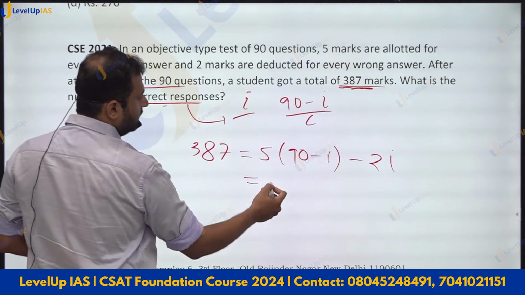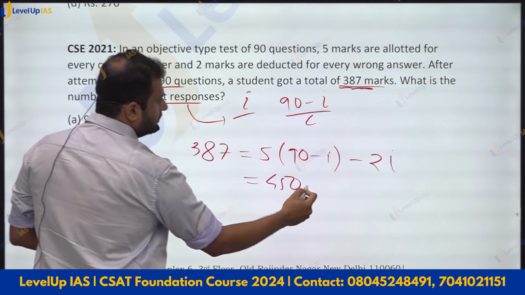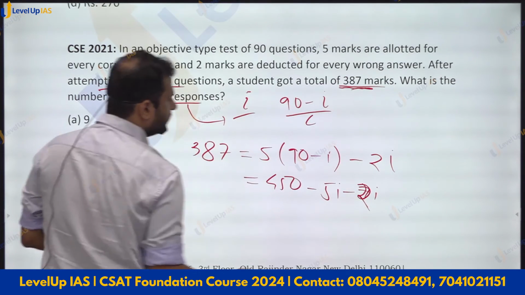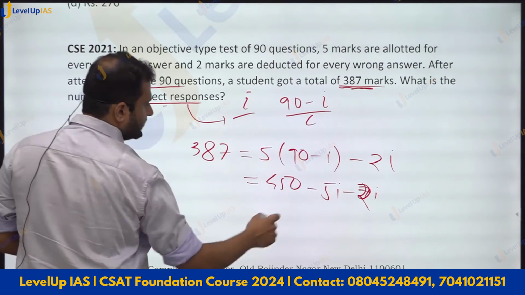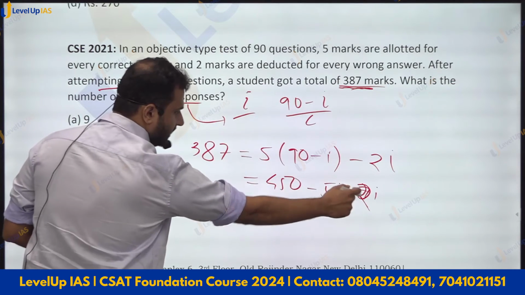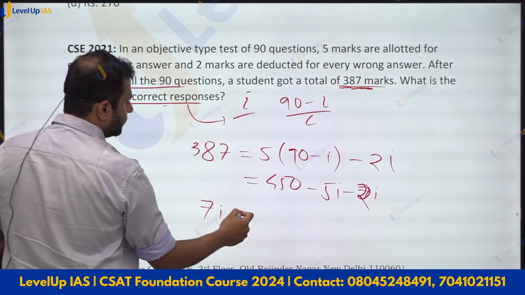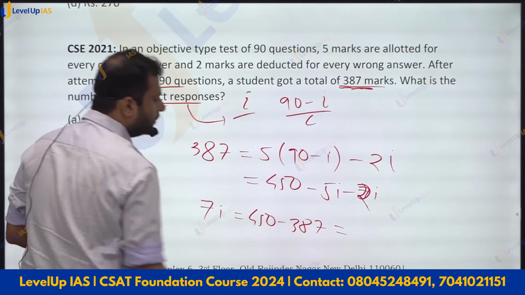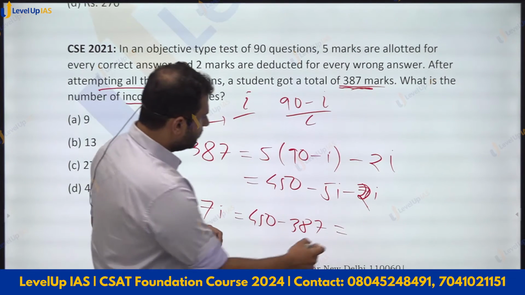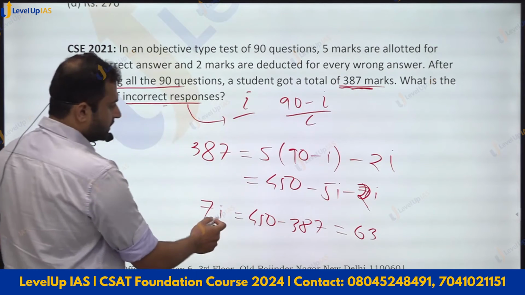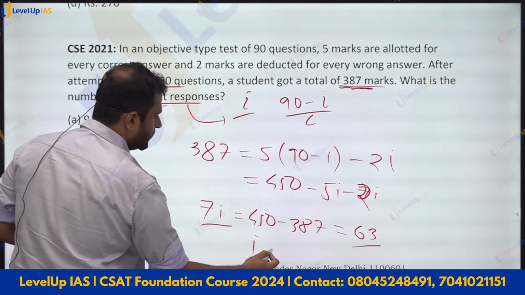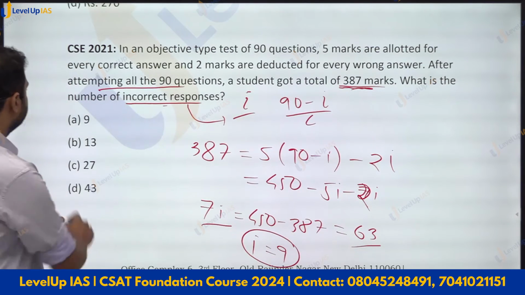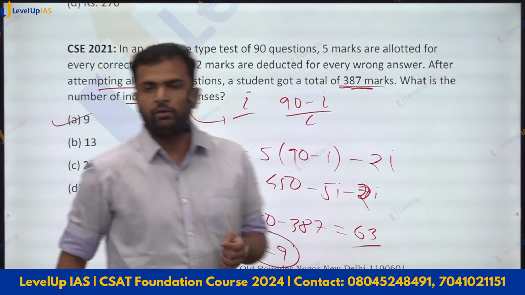This is equal to 90 into 5 is 450 minus 5i minus 2i. So let us take 387 to that side, minus 5i minus 2i, this is minus 7i. So in total we have 7i is equal to 450 minus 387, which is equal to 63. 7i is 63, so I is equal to 63 by 7, which is 9. Answer is A. Very simple.